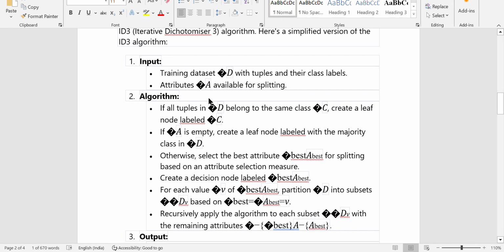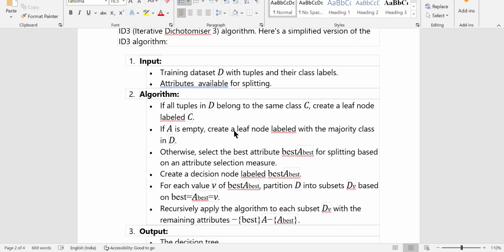The first question is write an algorithm for decision tree induction. So let's see the first question. The input will be training data set D with tuples and their class labels, and attributes A available for splitting. Okay, so the algorithm will be: if all tuples in D belong to the same class C, create a leaf node labeled C. If A is empty, create a leaf node labeled with the majority class in D.